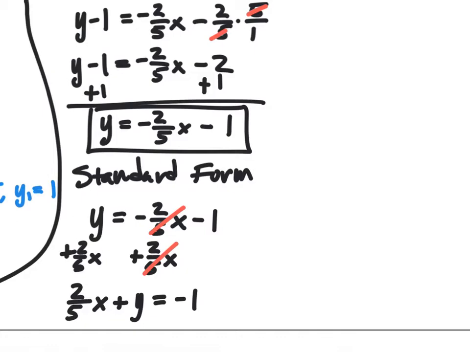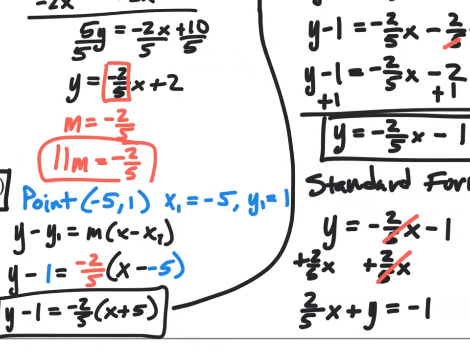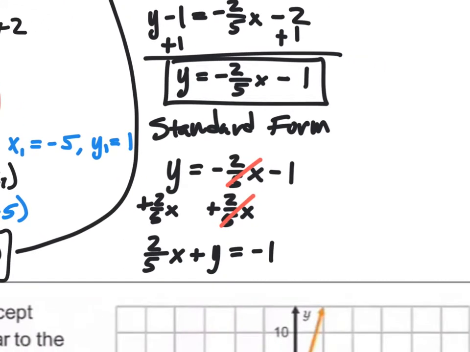Now, I notice that I don't have that same value over here. But what I want to do is get rid of my fraction here. So I'm going to multiply this entire thing by my denominator, which is 5. So then I'm going to distribute that 5 into each of those terms.